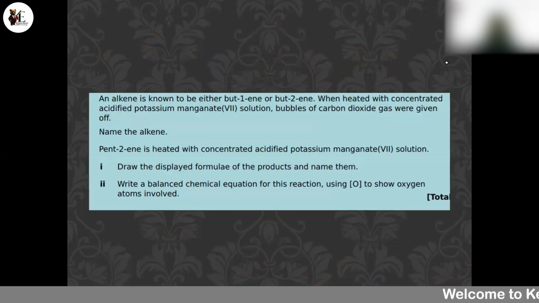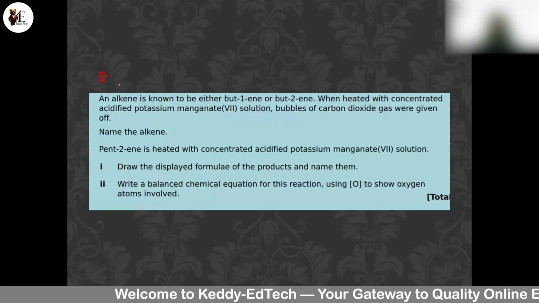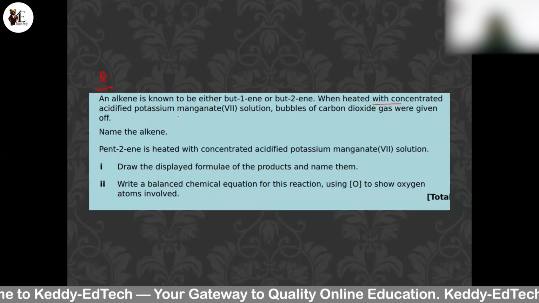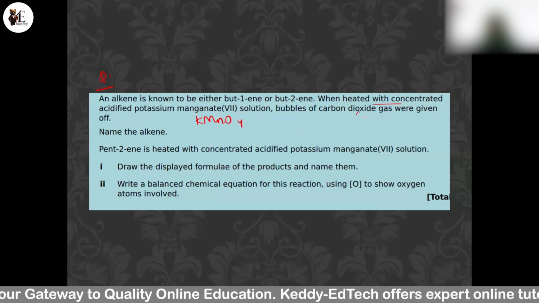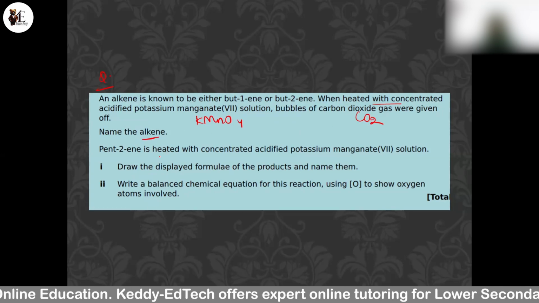So this is a question: an alkene is known to be either but-1-ene or but-2-ene. You have to solve it now only in the class. When heated with concentrated acidified potassium manganate solution, KMnO4, bubbles of carbon dioxide gas were given off. You have to tell me which alkene this is, but-1-ene or but-2-ene.